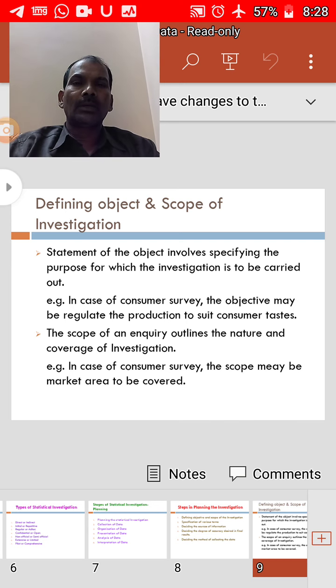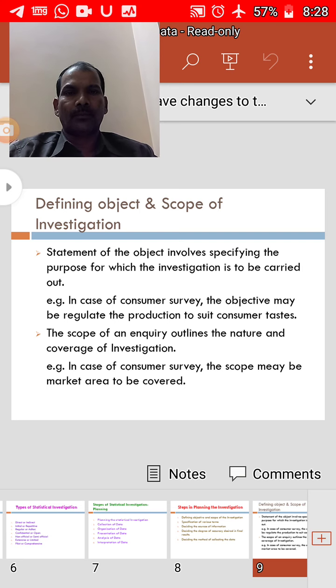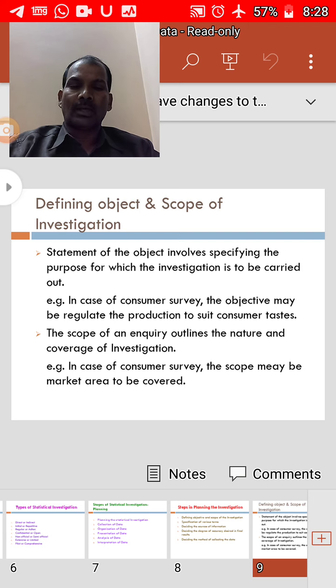A clear statement of the object and scope avoids collection of irrelevant data. If you have a clear statement of the objective and scope of the statistical investigation, certainly that will avoid collection of irrelevant data. This eliminates confusion and saves the precious time and money of the investigator. The specification of the object helps classification, tabulation, analysis and interpretation of collected data.